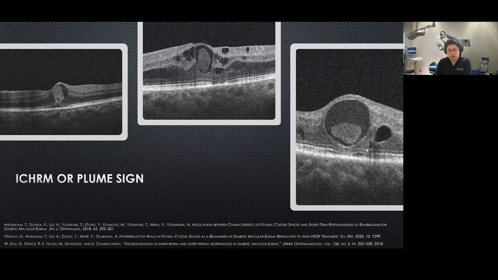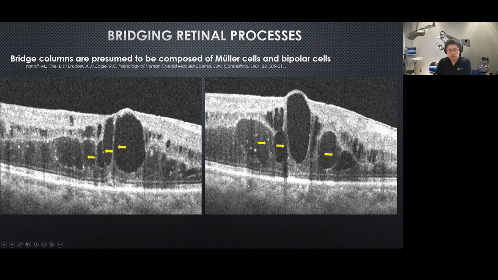And of course, you can imagine the treatment might be a little bit more resistant, and we warrant not just anti-VEGF, but also potentially the use of steroids. Here we see the columns between the cysts of this macular edema. In this case, the columns between the cysts are considered to be either Mueller cells or bipolar cells. And that's why for many patients with DME, their vision remains good, because the connection and the transmission of signal is still present.